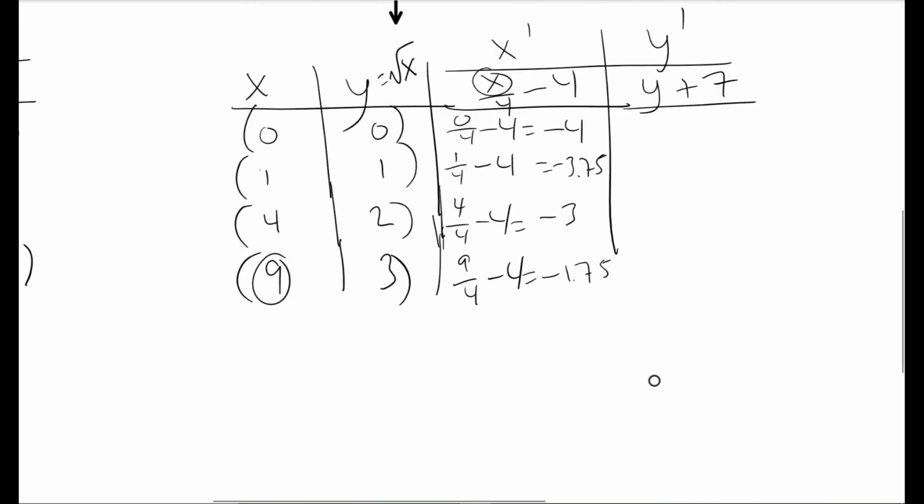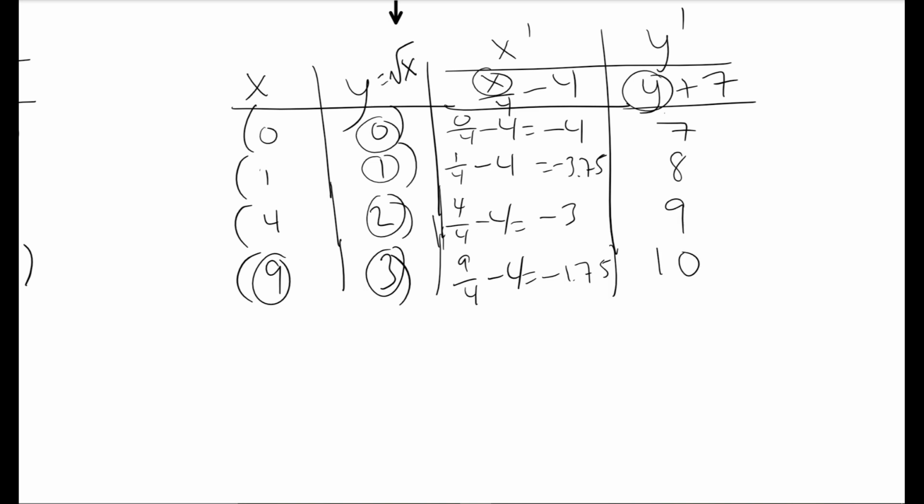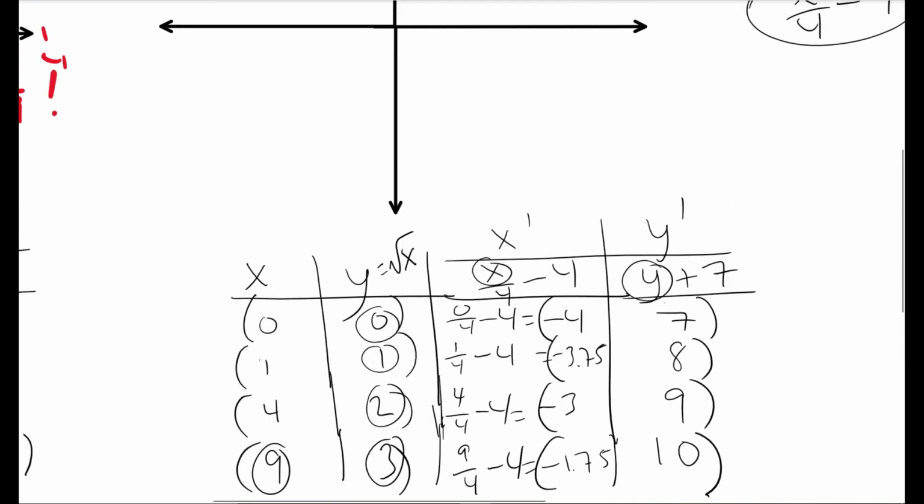So now we got our x coordinates, and let's do our y coordinates. So now for the y, we're going to plug in 0 in there, right? So 0 plus 7 is 7. 1 plus 7 is 8. 2 plus 7 is 9. 3 plus 7 is 10. Very easy for the y coordinate. So now we have our new coordinates, which I will put in parentheses. Let's go ahead and graph these coordinates now.